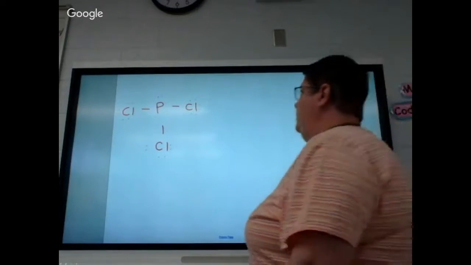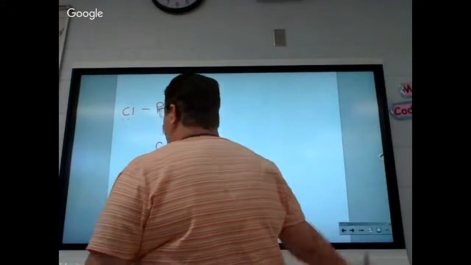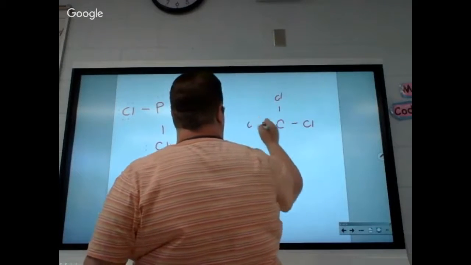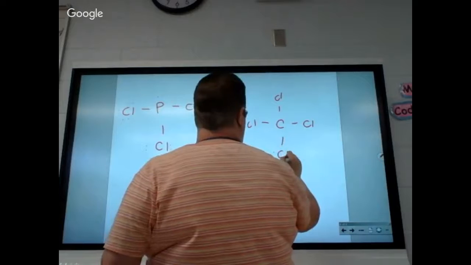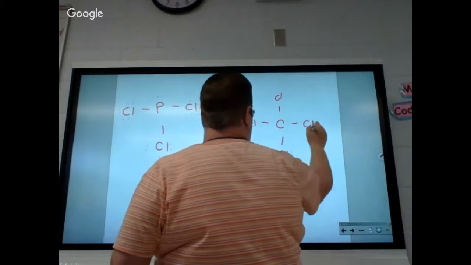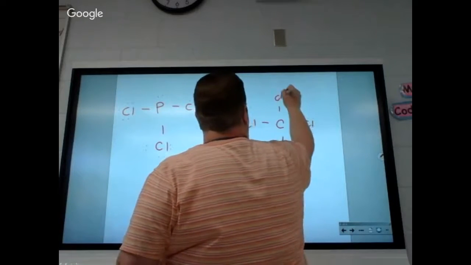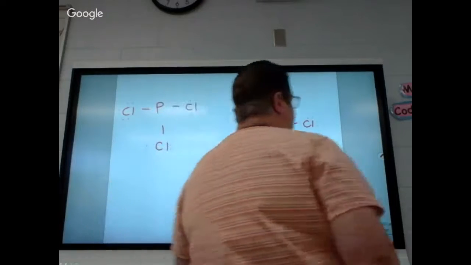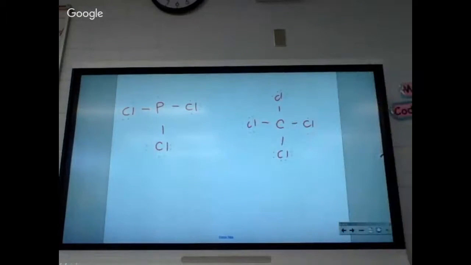Next, CCl4 has 32 electrons. It is tetrahedral because it's 4 and 0. And I heard somebody yell out it's nonpolar. So tetrahedral and nonpolar. What's the last one?